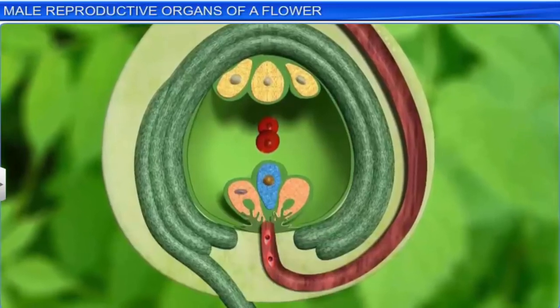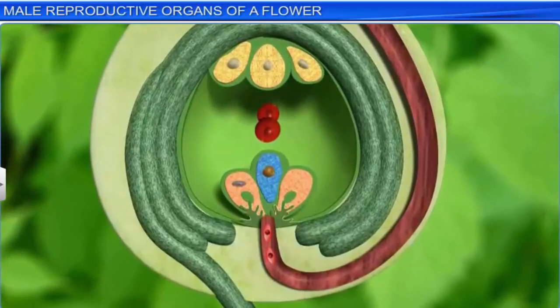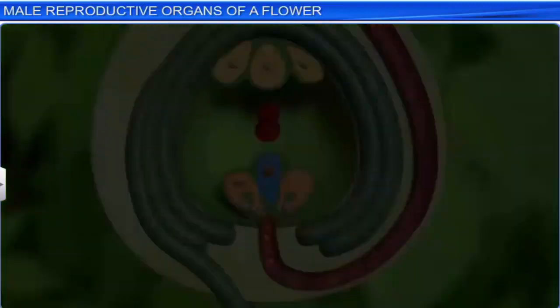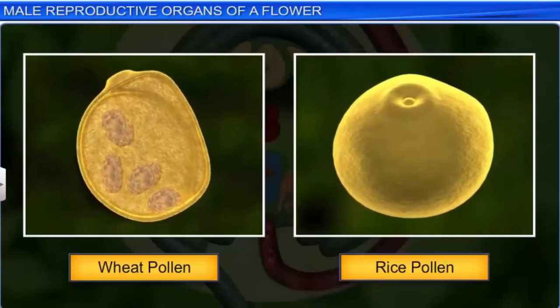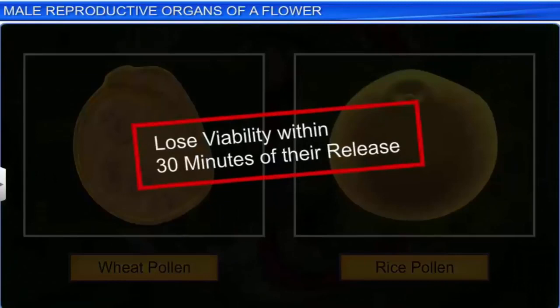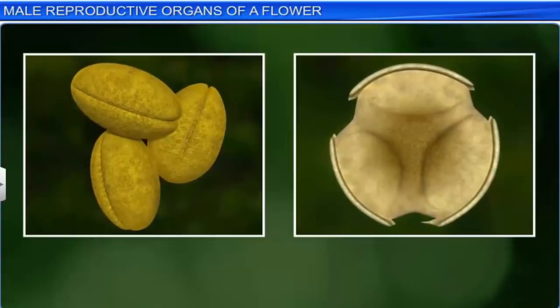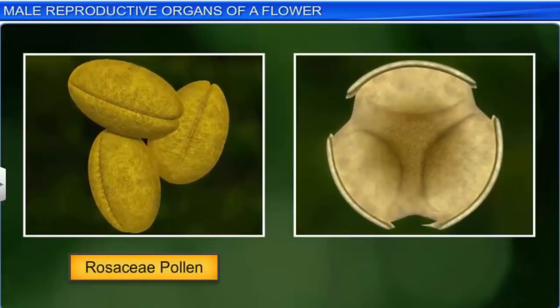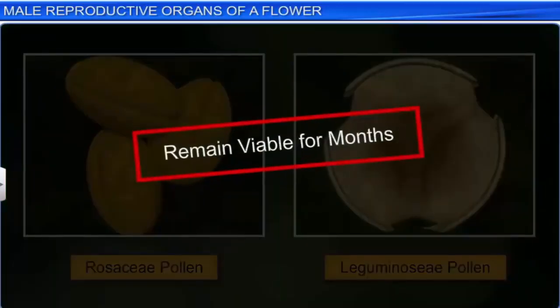However, factors such as temperature and humidity affect pollen viability. Moreover, pollen grains of different plants have different periods of viability. Pollen grains of cereals such as wheat and rice lose their viability within 30 minutes of their release, whereas pollen grains of some members of Rosaceae, Leguminosae and Solanaceae remain viable for months.